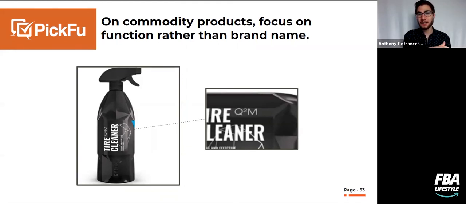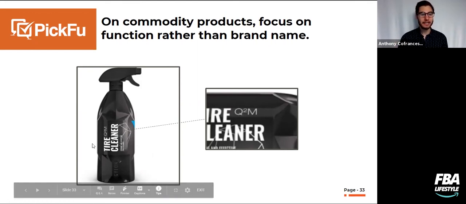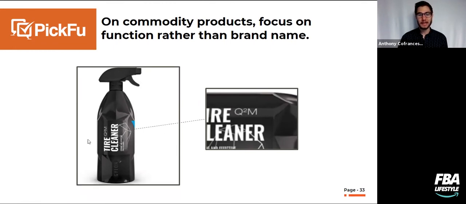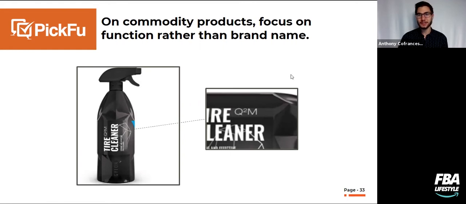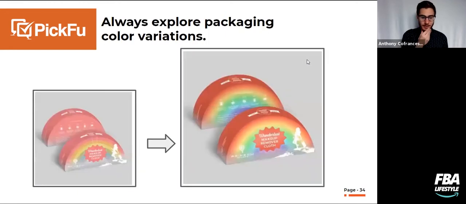If you're selling a commodity product, where you're not competing as much on your brand, you're competing much more on, hey, this is that product, consider making your brand name quite small. This was from that Angry Orange example, but you've got this Q2M here, that's the brand name, but tire cleaner is a little bit better of a descriptor. So again, think about whether your brand name really carries weight, and let that guide your decision.